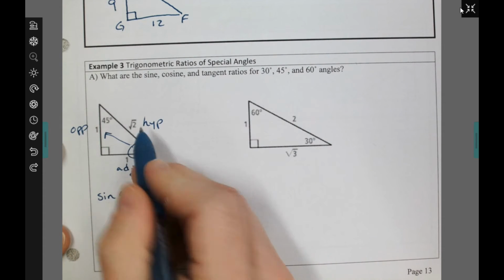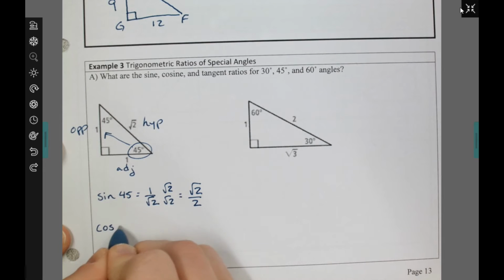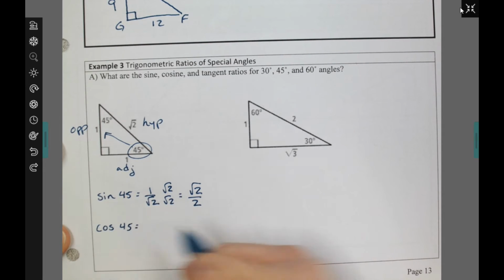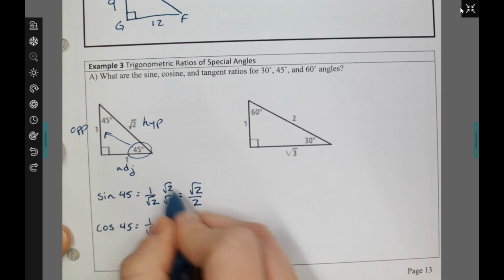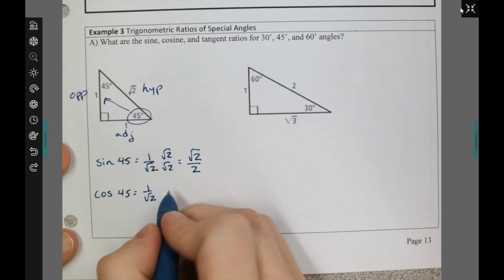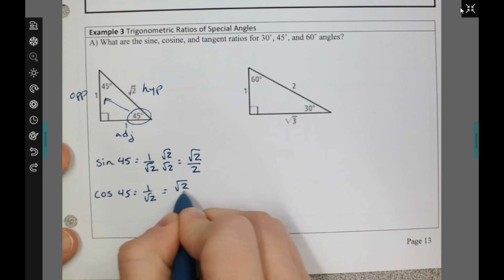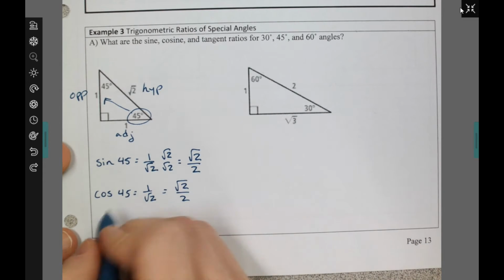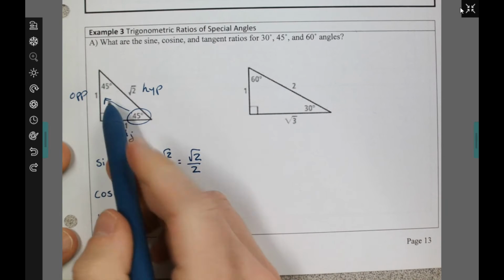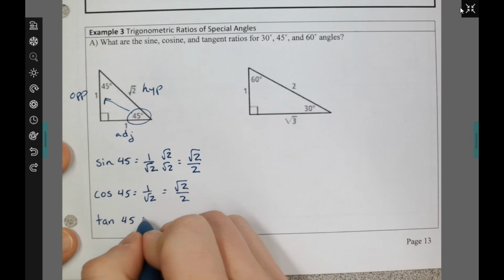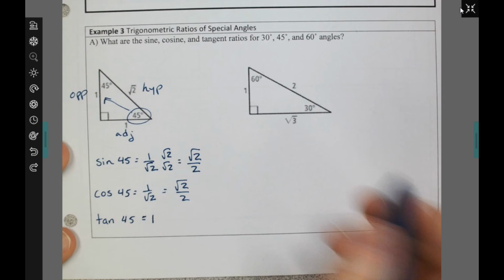Cosine is adjacent over hypotenuse, so cosine of 45 is going to leave me with 1 over the square root of 2. Again, you'd have to simplify it like we did up there. That gives us the square root of 2 over 2. And then lastly, the tangent of 45, opposite over adjacent, 1 divided by 1. It's just going to give us 1.